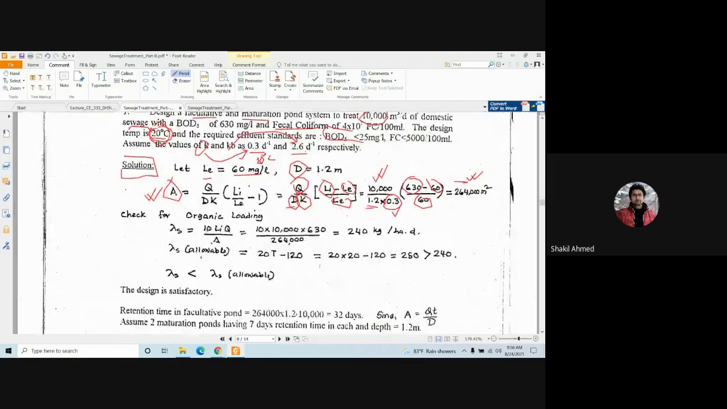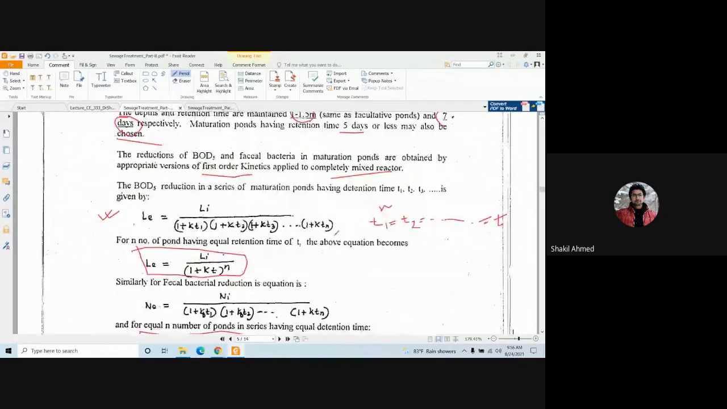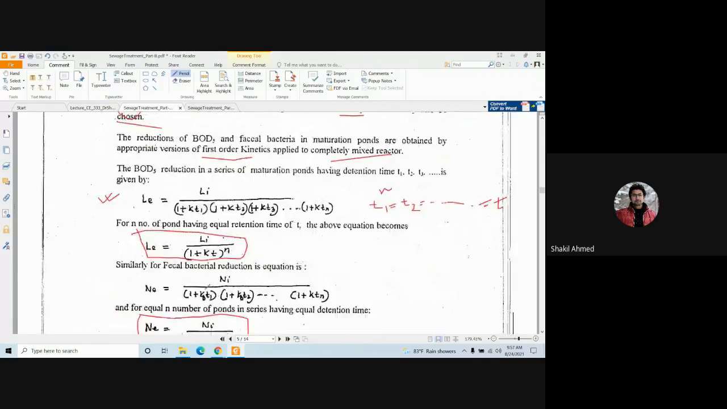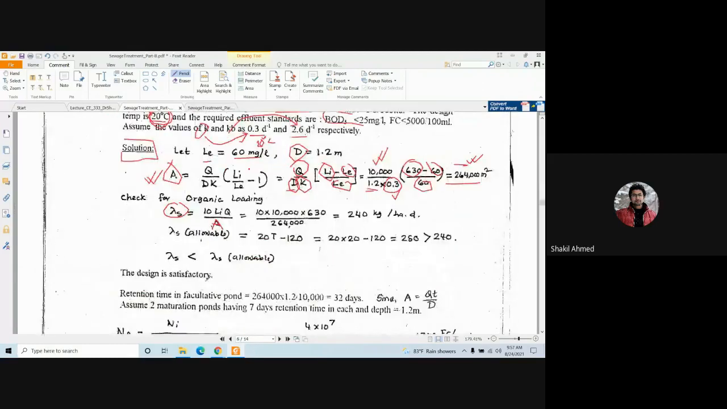So now let's see, if this is our area, then what is the surface loading? Lambda s is equal to 10 into Li into Q over area. Where did I get this formula from? This 10 into Li Q over area. We'll calculate this lambda s and ensure that it is less than the lambda s allowable.